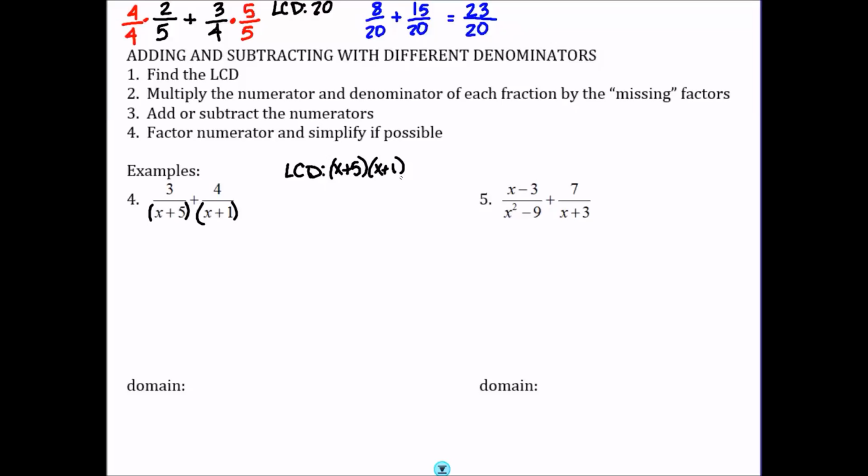So now we need to get both of these fractions to have x plus 5 times x plus 1 as their denominators. So the fraction on the left is missing x plus 1, so we need to multiply that on both the numerator and denominator. The fraction on the right is missing x plus 5.